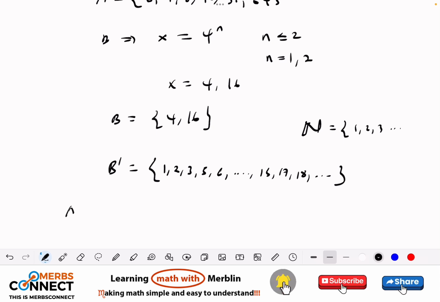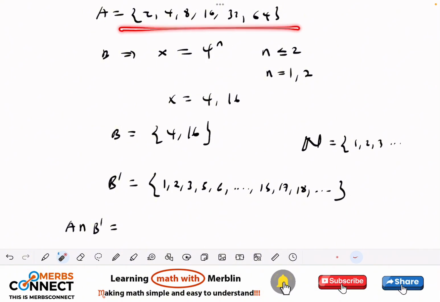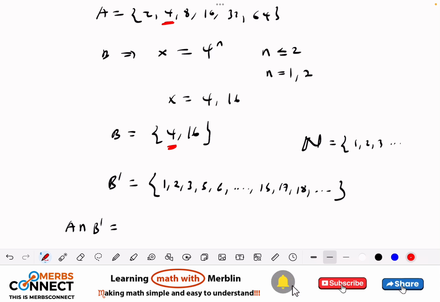So what we need now is A intersect B prime. So what is A? This is A, right? And what is B prime? This is B prime. What you need to know is every element here is going to be in B prime except those in B. So we can see that 4 is here, so it is going to be out. And we can see that 16 is also here. It's going to be out.